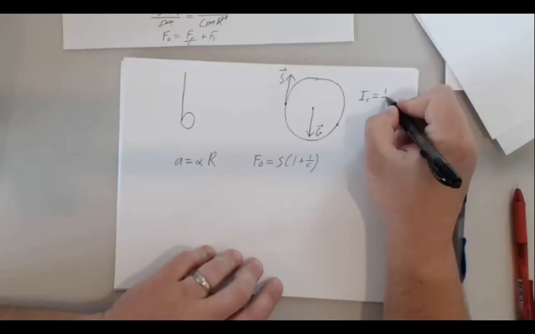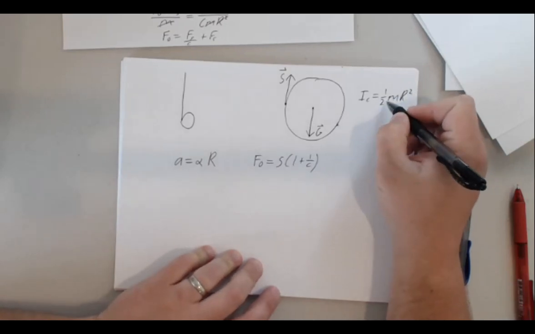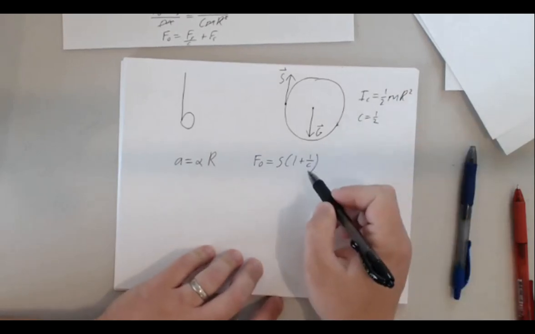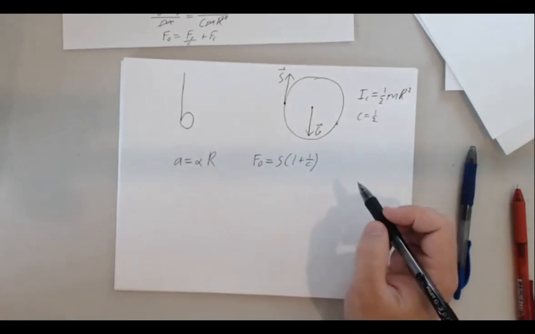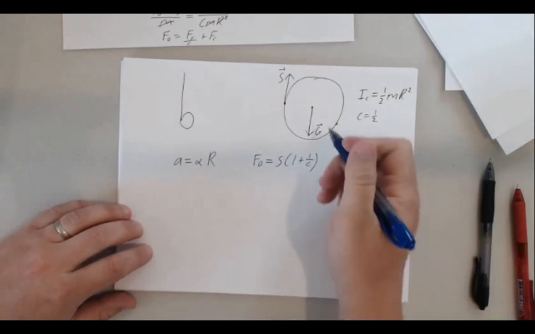One half mr squared. There we go. One half mr squared. Okay, so the C is 1/2, right? That just depends on geometry. So I automatically know that there's a relationship here. And I can rewrite this instead of writing it as FO, right?